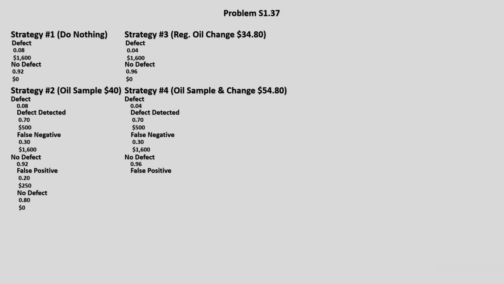The test results could come back as a false positive. Again, there's a 20% chance that this would come back with a false positive, or a probability of 0.2. The cost to investigate is $250. Or there could actually be no defect. And again, the test results are 80% accurate, or they have a probability of coming back correct of 0.8 and no cost.